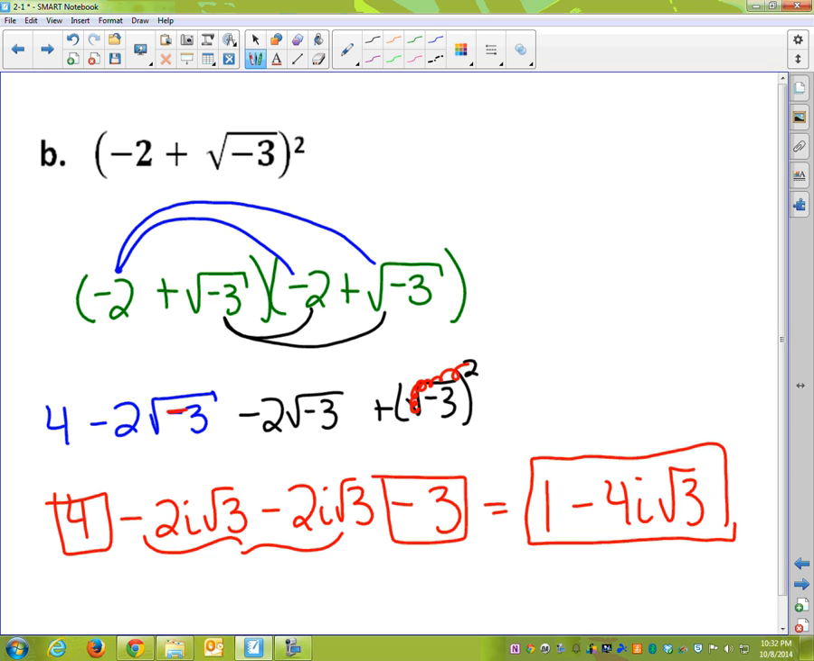And there's other ways to do this. There's a shortcut method, but I wanted to show you the FOIL so you get a feel for how you multiply radicals together.